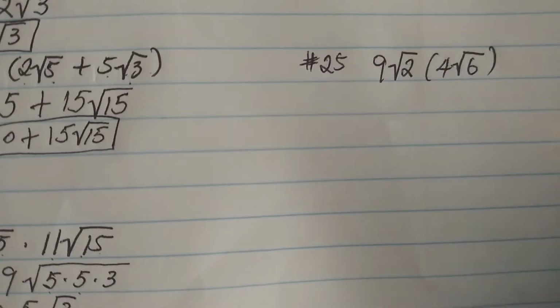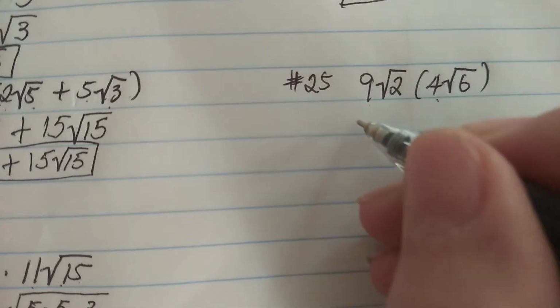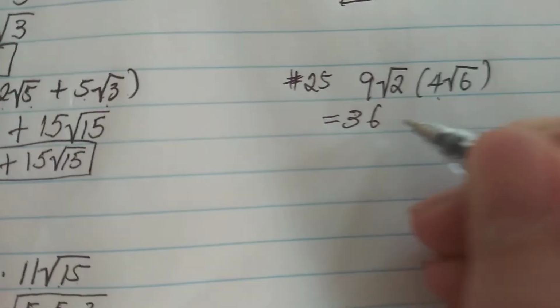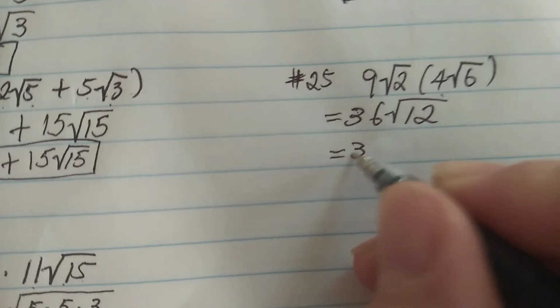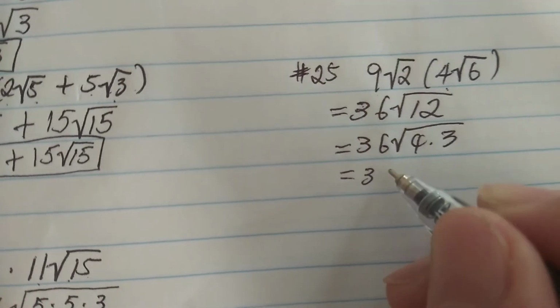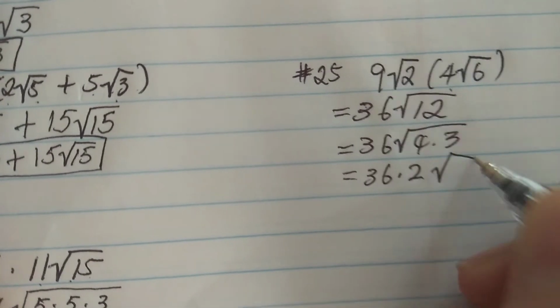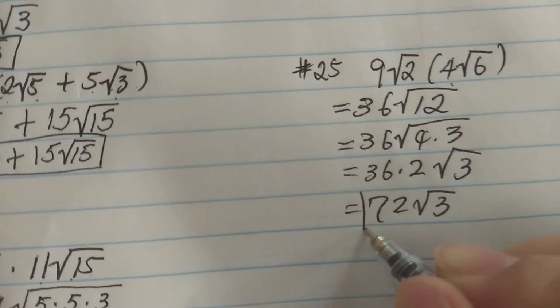Last question. This is from your homework. 9 times 4, 36. Inside the radical, I have 12. That's made up of 4 and 3. So this can become 36 times 2, radical 3. 72 radical 3 is my answer.